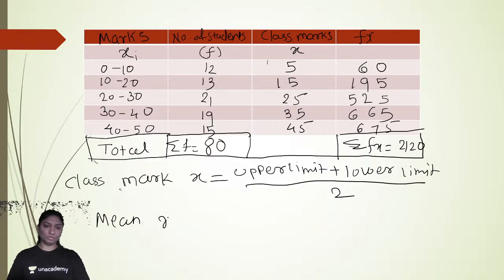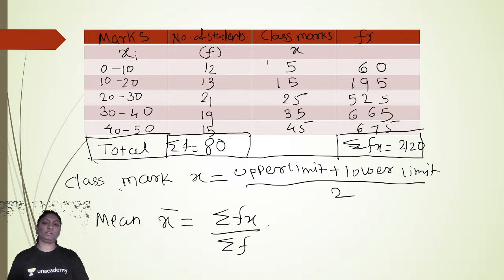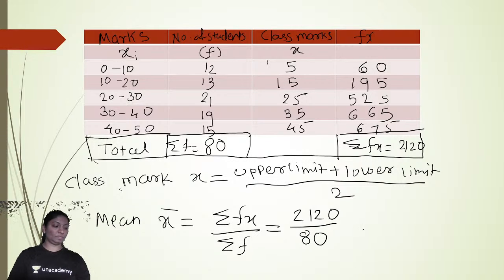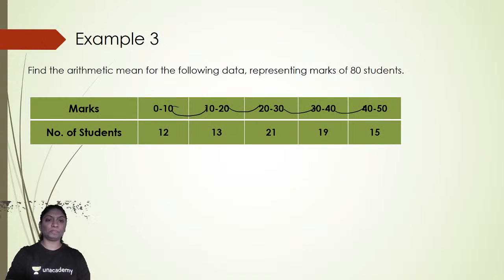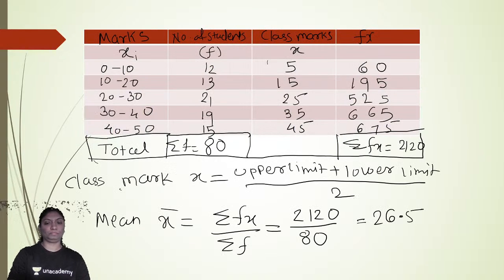X bar is equal to summation of fx upon summation of f. Summation of fx क्या है? 2120 upon 80 is equal to 26.5. Okay? तो मीन हो गया आपका 26.5. तो क्या पूछा था आपको? Find the arithmetic mean for the data representing marks of 80 students. Okay? ये हो गया आपका.